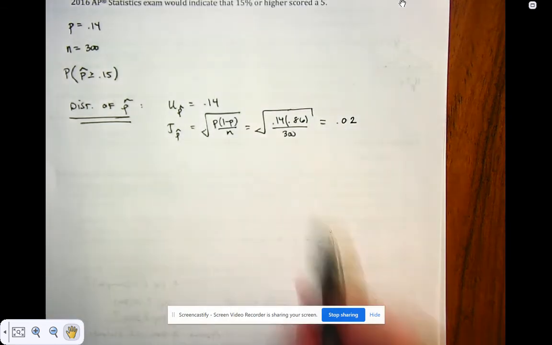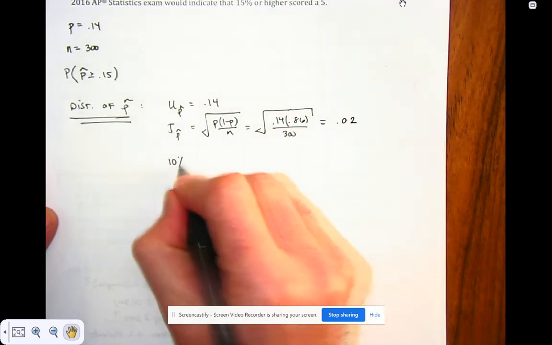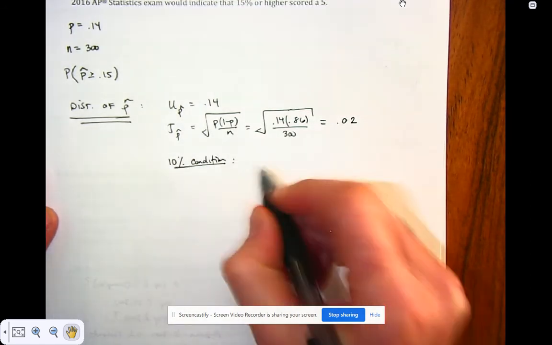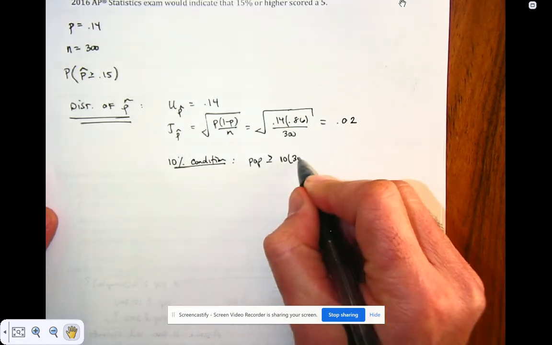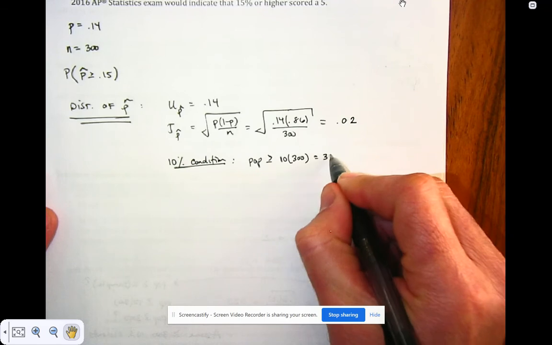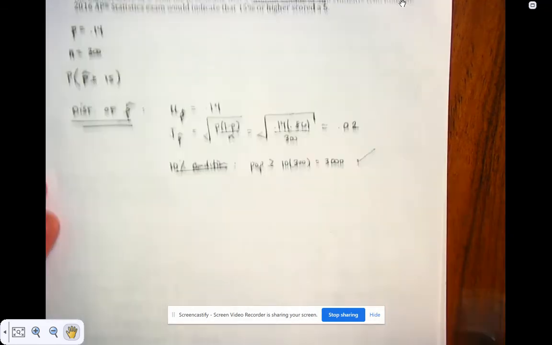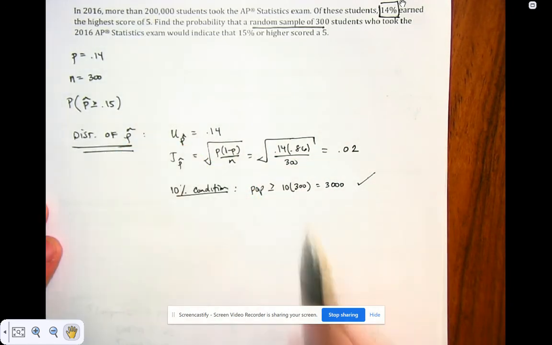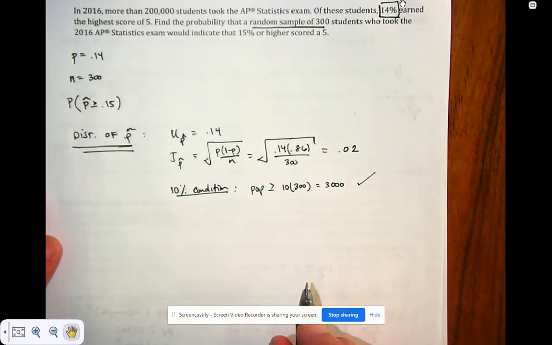Okay. Now, you can only use that standard deviation if you check your 10% condition. Right? What is that? Is the population greater than or equal to 10 times the sample size, which is 3,000? And we can say yes, right? How do I know that? Because it told us more than 200,000 took the AP Stats exam. So it's definitely clear that you're good there.